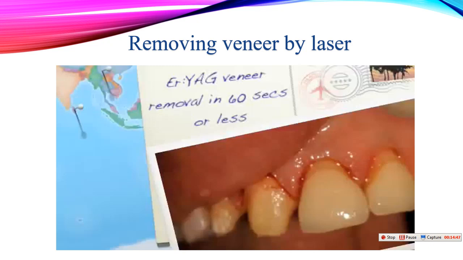Erbium group laser acts on the bonding agent. Its wavelength is absorbed by the bonding agent that connects the veneer and tooth structure. So the laser is absorbed by this bonding agent and causes debonding. It also reduces the time: only 30 seconds can remove this veneer using erbium group laser. I will show you this video.